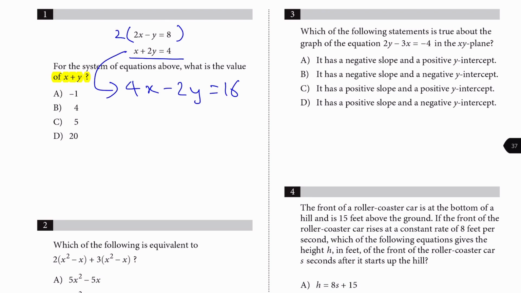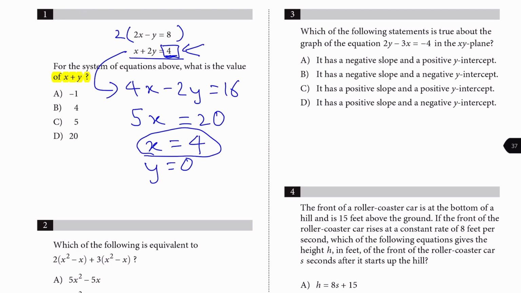And if I add these two equations, I get 5x equals 20 because the y's cancel out. That means x is equal to 4. And I can actually plug it in either of these equations to get y, but it's easier to plug it in here. And the reason is, since the sum is 4, that means y has to be 0. Y cannot be any other number if the sum wasn't 4 when x is already 4. So x plus y is equal to 4. That means B is the answer.